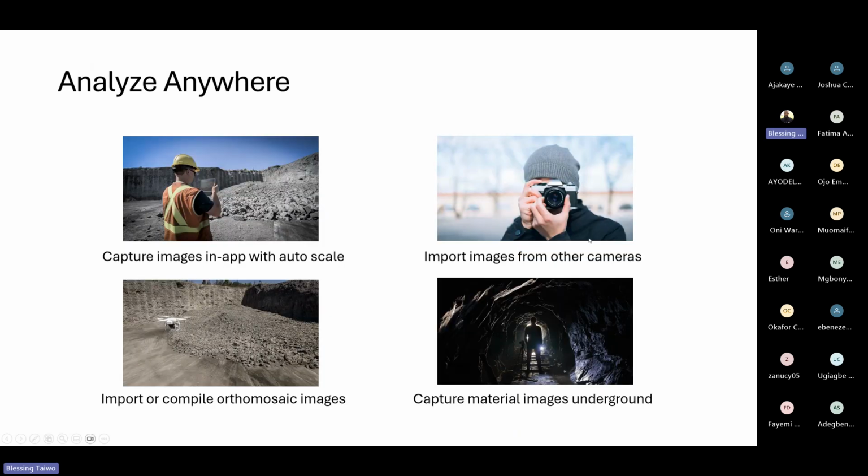So this is how it works. You can get your picture using a phone. You can get the picture using a digital camera. You can get the picture using a drone. You fly the drone on it. I will show you how to analyze drone images when we get there.